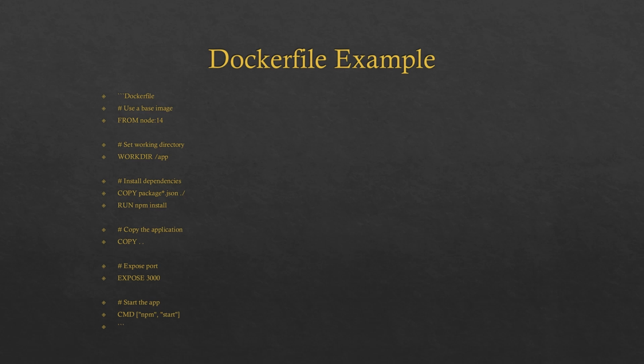Here is an example of a simple Dockerfile. We start with a base image, in this case the official Node.js image. Then we set the working directory, copy the application dependencies, and install them using npm. After that, we copy the rest of the application and expose port 3000 where the app will run. Finally, we specify the command to start the app using npm start. This is a basic example, but Dockerfiles can get more complex depending on the application's requirements.